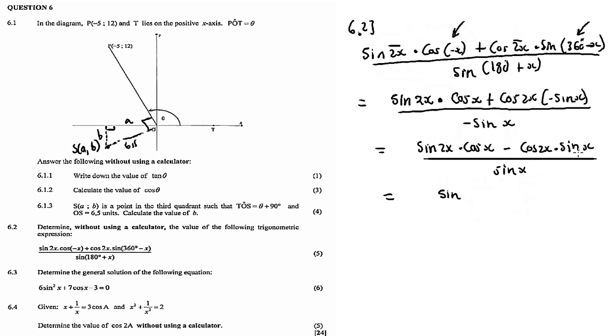So this is the compound angle for a sine function. So it's sine of 2x minus x, divided by negative sine x, equal to sine x divided by negative sine x. Let's cancel, and it's just negative 1. So this is our final answer.